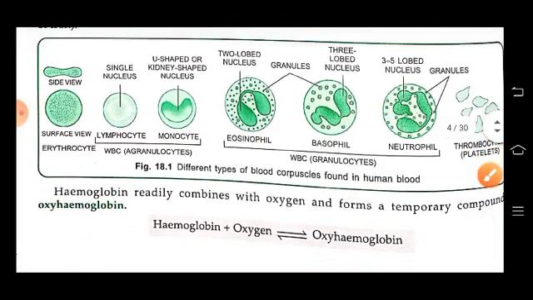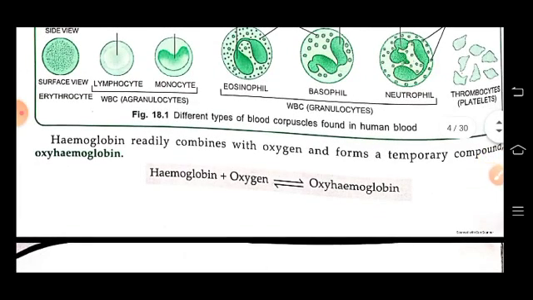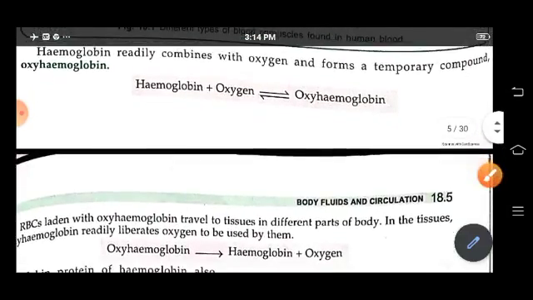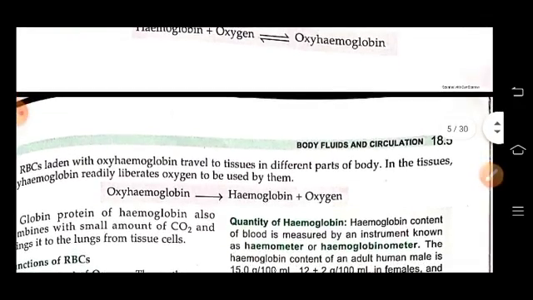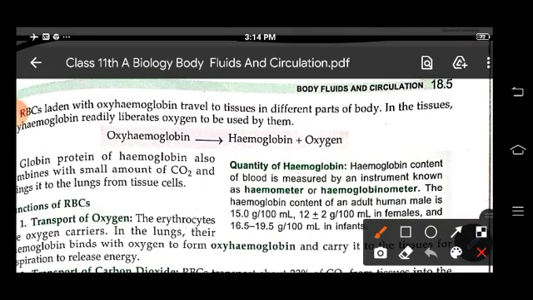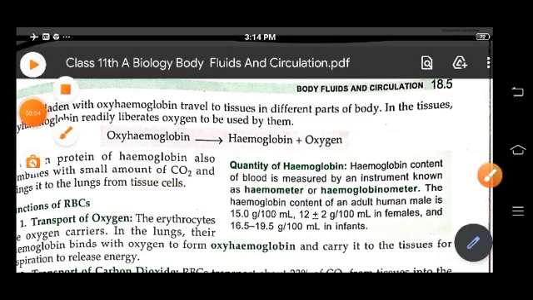Now this hemoglobin combines with oxygen and forms an unstable compound, oxyhemoglobin. It travels to tissues in different parts of the body and readily liberates the oxygen used by them. Now the globin protein of hemoglobin also combines with a small amount of carbon dioxide and brings it back to the lungs from the tissue cells.